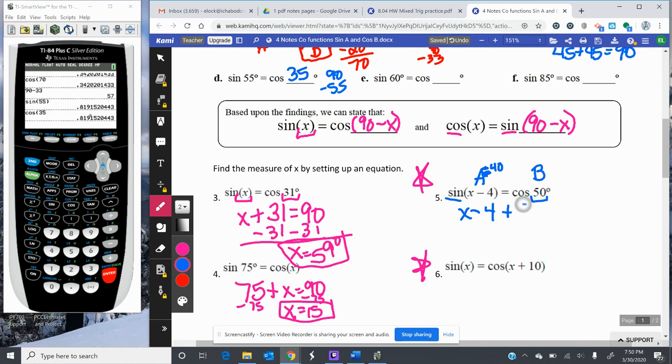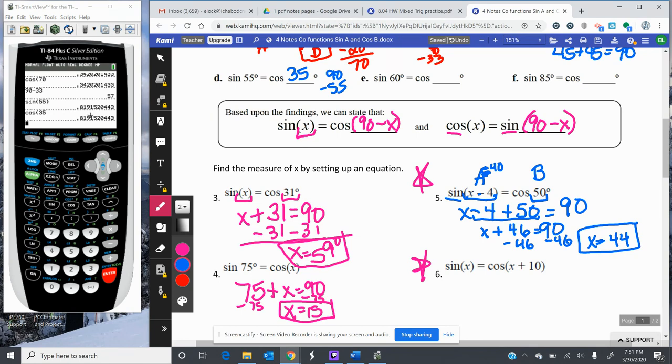X minus 4 plus 50. So whatever's next to sine and whatever's next to cosine, add to make 90. And when we combine like terms, x plus 46, because negative 4 plus 50 is 46, equals 90. Subtract 46, and x is 4. And again, back in there, 44 minus 4 would give you sine of 40 would equal cosine of 50.